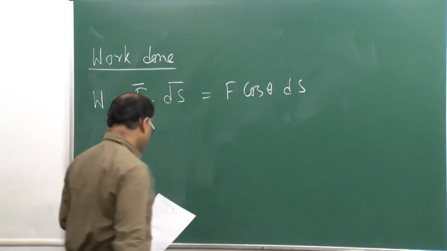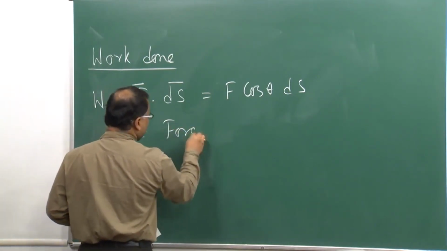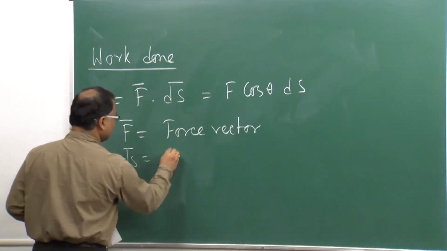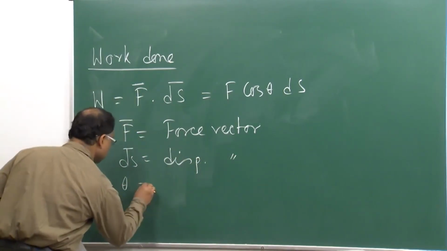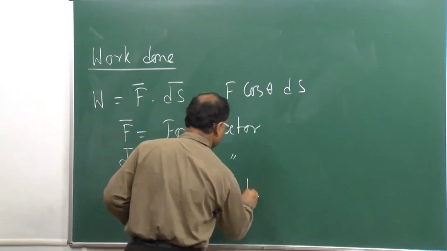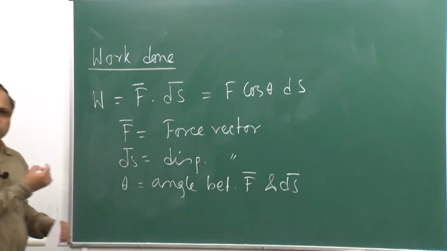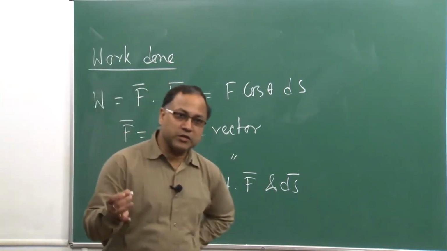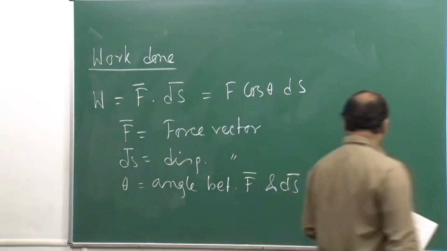That is nothing but your dot product, where F is your force vector, ds is your displacement vector, and theta is the angle between the force vector and the displacement vector. This is known to you, but these things will be required when we establish Castigliano's theorem. Okay. So, now the total work done.